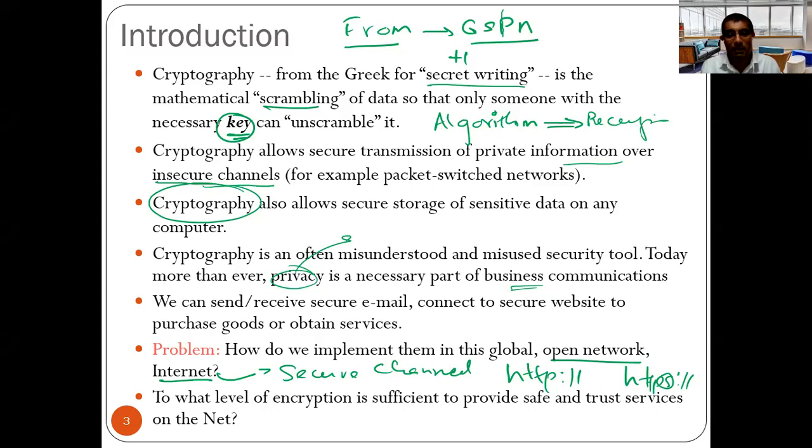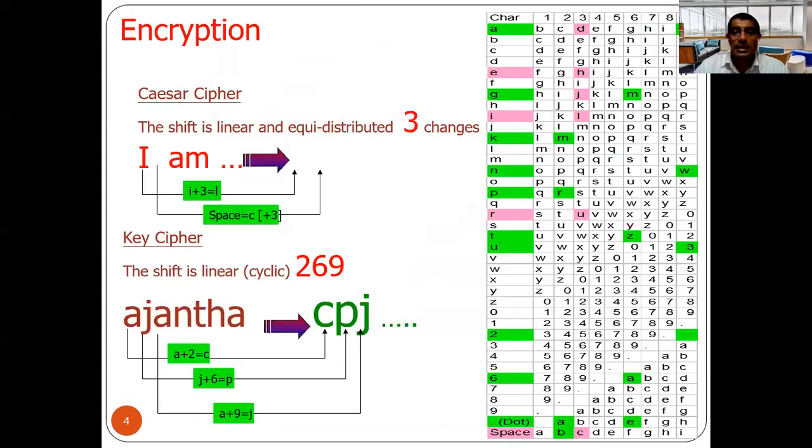What we do is make the application secure by encrypting. What level of encryption is sufficient to provide safety and trust on the net? That is what we are going to discuss. These are some encryption mechanisms. Don't worry too much. Here I said shift linear, like 3 changes, like the previous example. I can take 3 shifts, like I and then L like that. I can keep on writing.